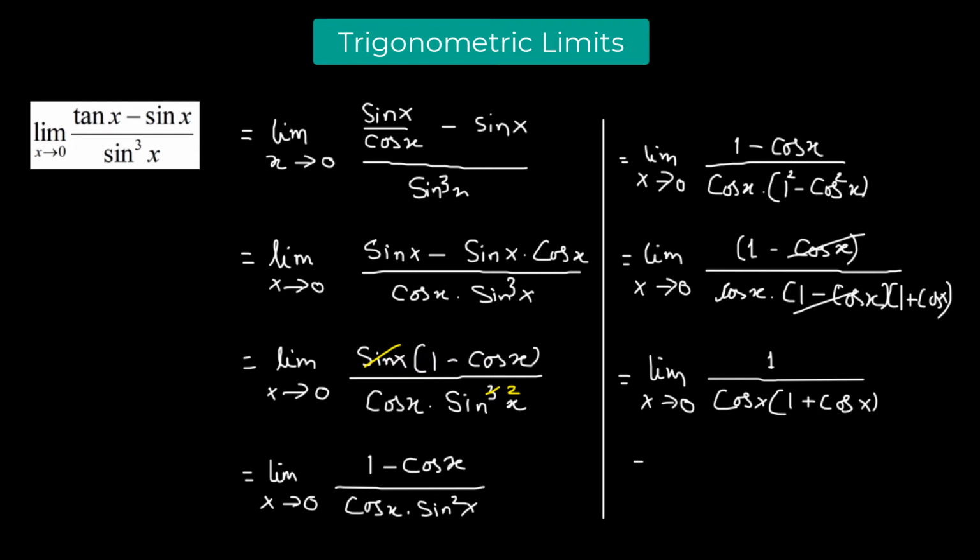Now we substitute the value 0. We have cos 0 multiplied by (1 plus cos 0). Cos 0 is 1. So that gives us 1 divided by 1 times (1 plus 1), which will be 2. So we have 2 in the denominator, and this is going to be the limiting value of the given function when x approaches 0.